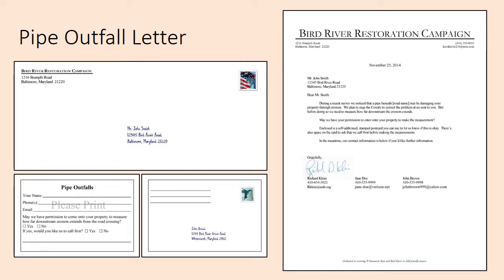The letter to those owning property downstream of eroding pipe outfalls is very similar to that sent to farm owners. Hand addressing the envelope is very important. Most people will open these envelopes first. Having all team members sign the letter is also important in that it shows the concern is shared by a number of people.